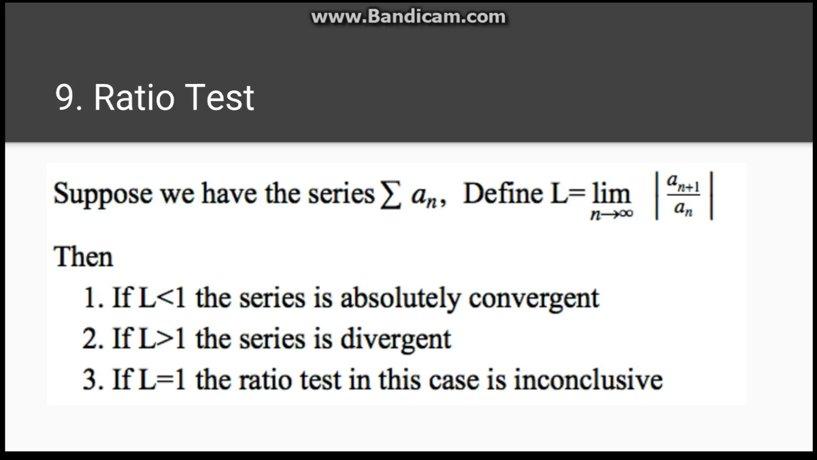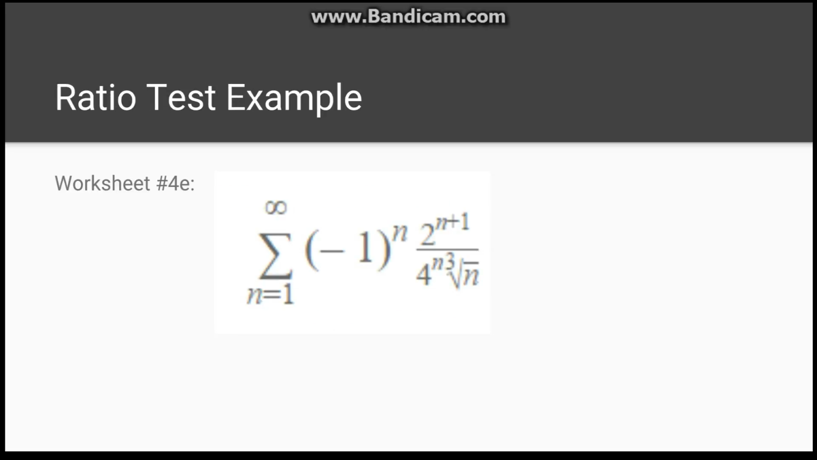If L is less than 1, the series is absolutely convergent. If L is greater than 1, the series is divergent. And if L equals 1, the ratio test is inconclusive. One example where we can use the ratio test is 4e on the worksheet.